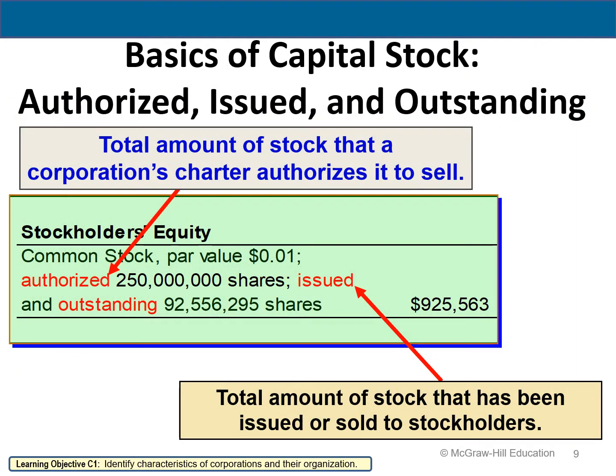So basics of capital stock. Typically on your financial statement, under the stockholders' equity section, you'll see common stock that'll state the par value. It'll tell you how many shares are authorized and then how many of those authorized shares are issued and outstanding. The issued and outstanding amount is the amount that's been sold or issued to stockholders. The amount authorized is just the total amount of stock that the charter authorized the corporation to sell.